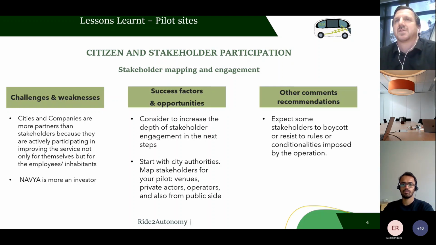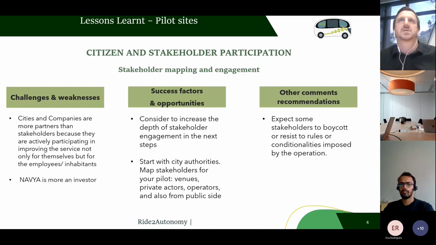To start with the city authorities and map the stakeholders for your pilot. So yeah, just to include everybody, to take a moment to really think about who those stakeholders are. Other comments were expecting some stakeholders to boycott or resist. There was mention on many of the templates, local shopkeepers, for example. Some of them came around, some of them didn't.